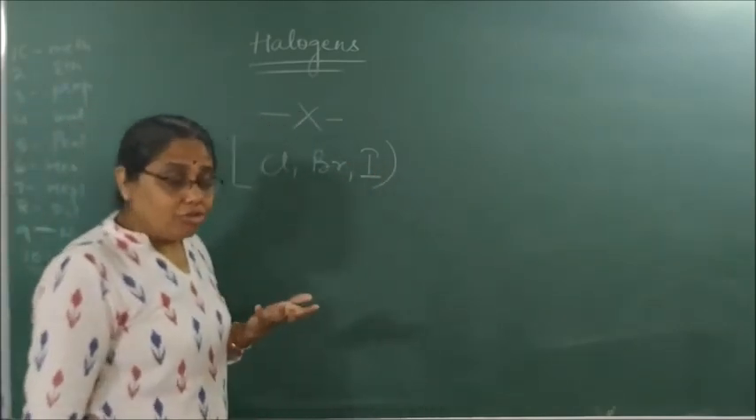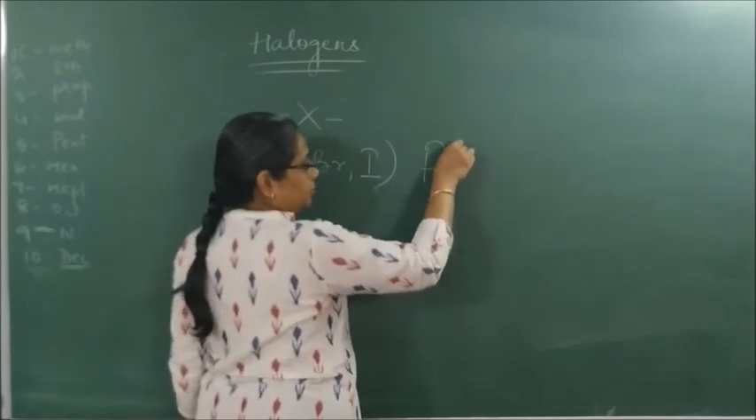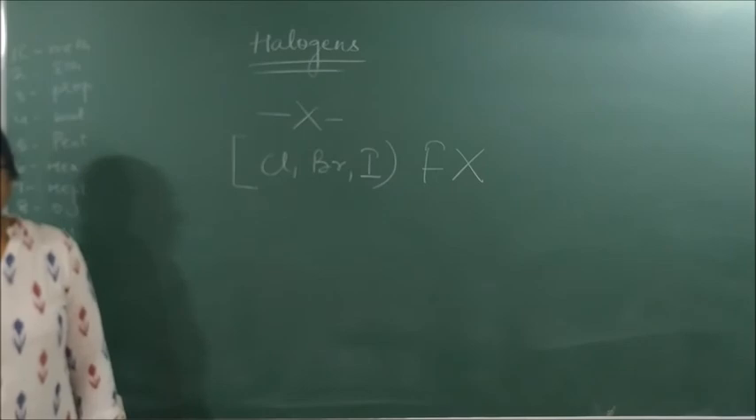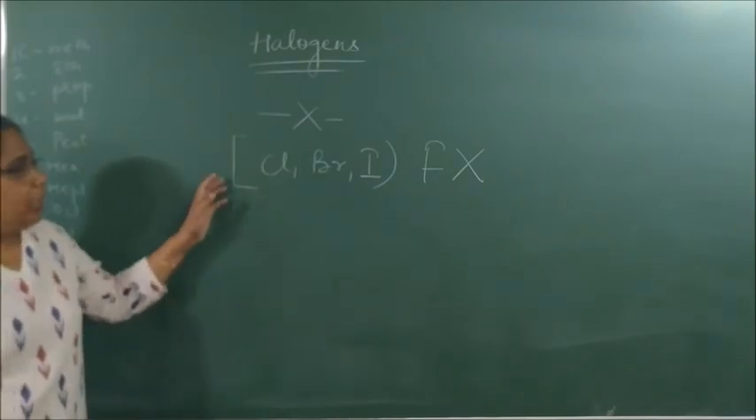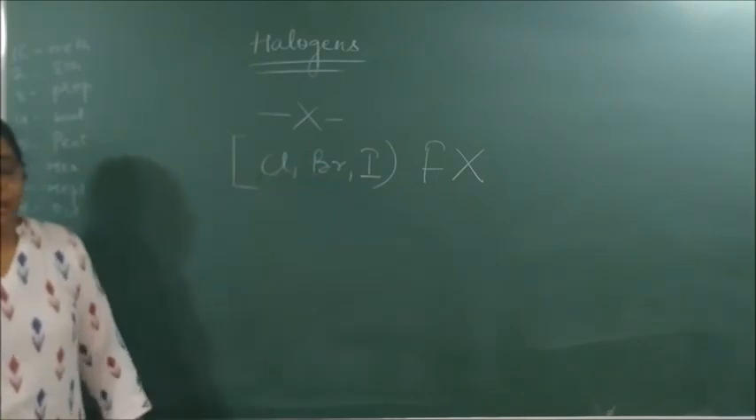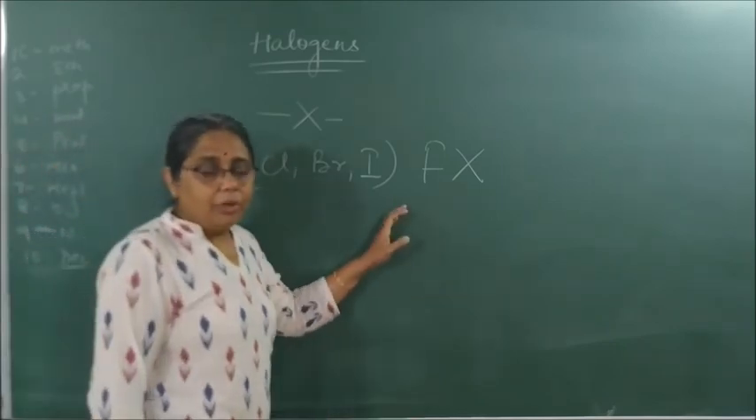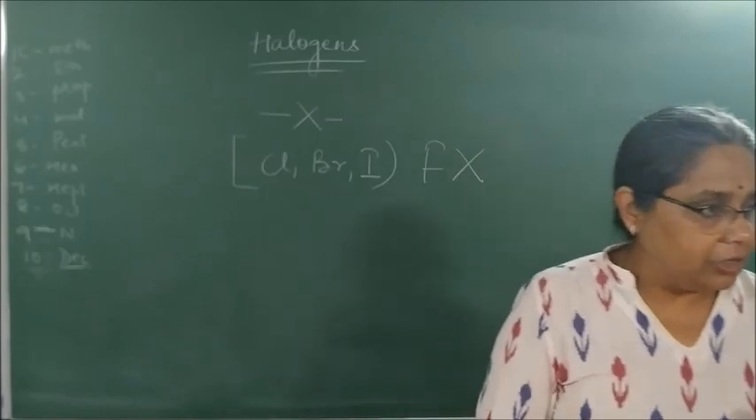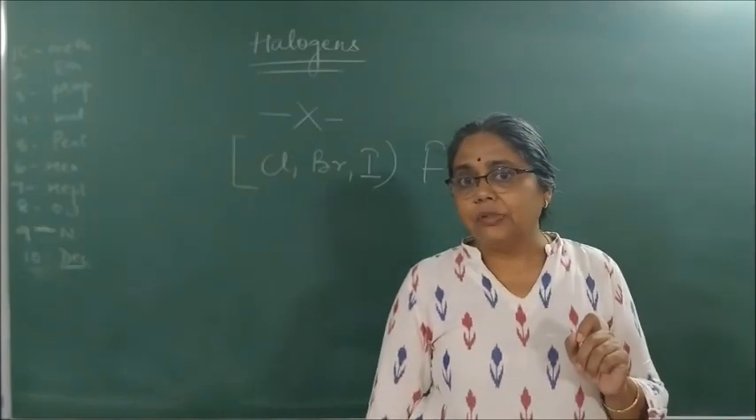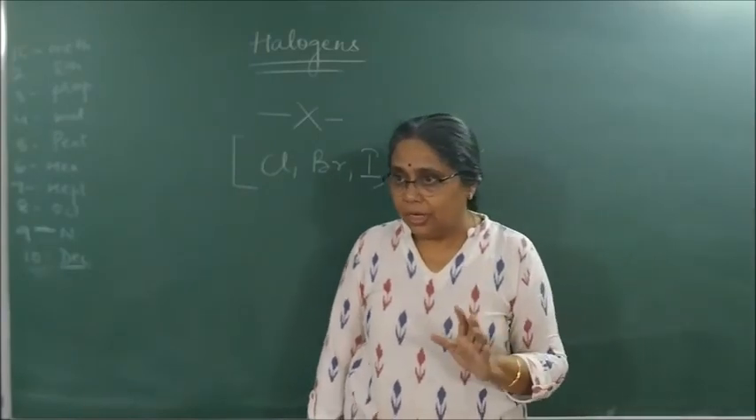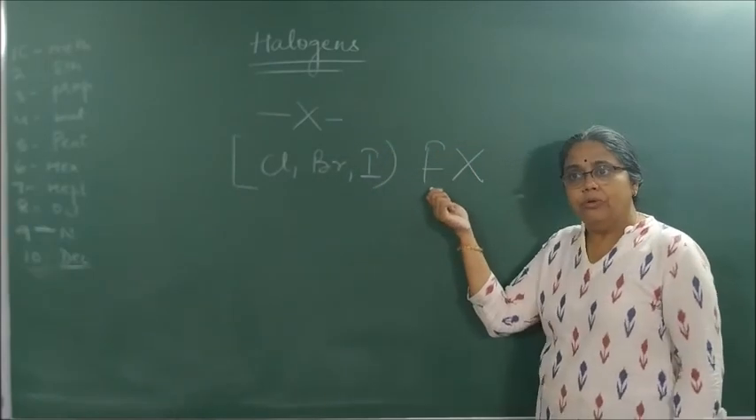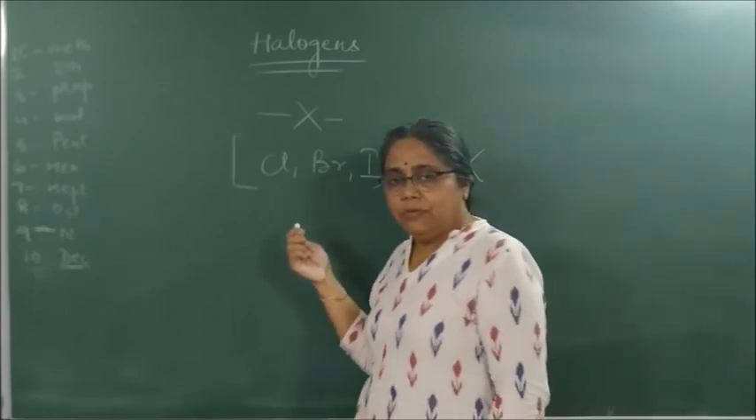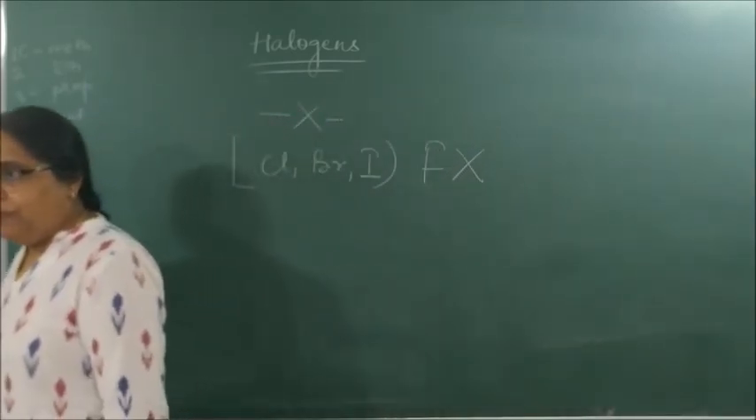Now immediately you should ask, why not F? Because F is a part of halogens, no? Group 17 of the periodic table: fluorine, chlorine, bromine and iodine. We do not take fluorine because, due to its small size and very high electronegativity, it forms explosive mixtures. Clear?